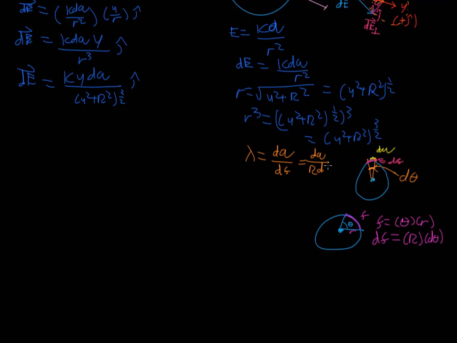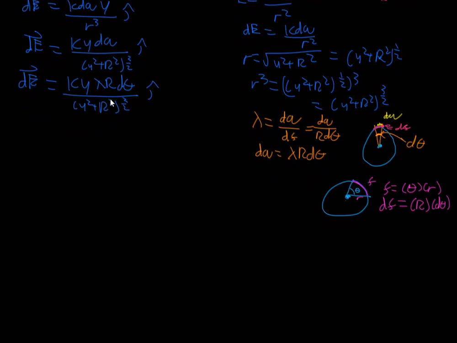So we also have that lambda equals dq over R d theta. And so if we use this left bit and the right bit, we solve for dq by multiplying both sides by R d theta. It's equal to lambda R d theta. So we end up subbing that into the equation that we have so far. So dE is equal to k y, and sub in for dq, lambda R d theta over y squared plus R squared to the 3 halves j hat. And I promise that the integral in this problem is a lot nicer than the one we did for the linear charge distribution.